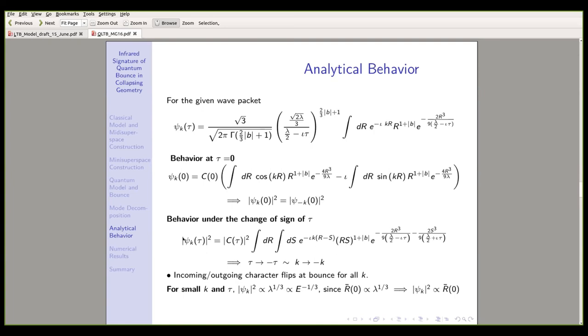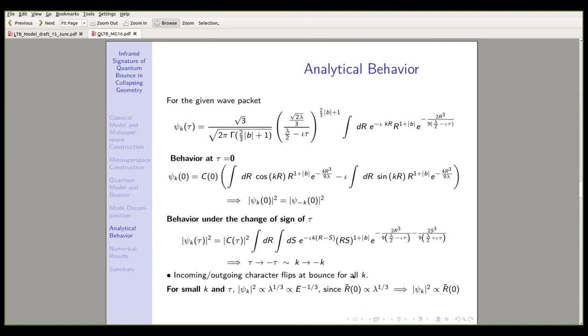Also, we can write |psi k|^2, which is given by this equation. By looking at the integrand, we can see that changing the sign of tau is equivalent to changing the sign of k. Therefore, the incoming-outgoing character flips at the bounce for all wave number values. We have found that for small k and small tau, |psi k|^2 comes out to be proportional to lambda to the power 1 by 3.